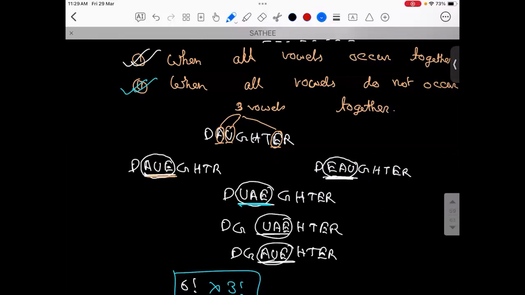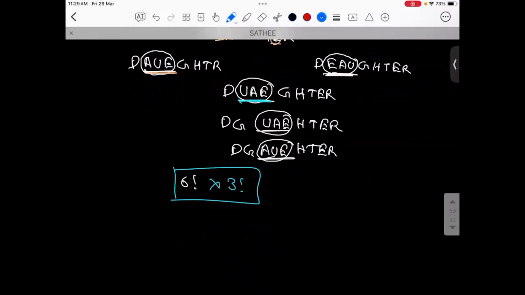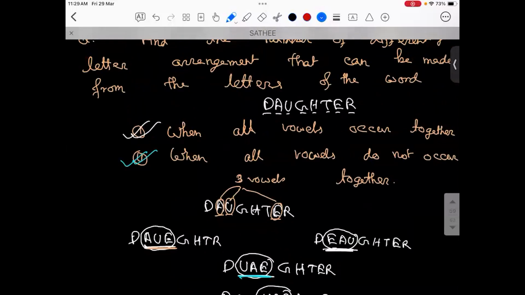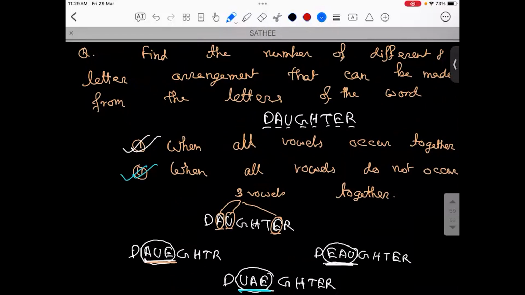For that, what you need to find is this. You have already found the cases when all vowels occur together. So if you eliminate those cases from the actual cases, then you are done. What is the actual case?